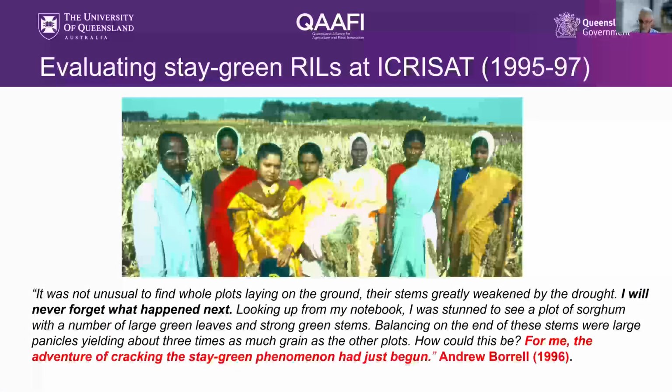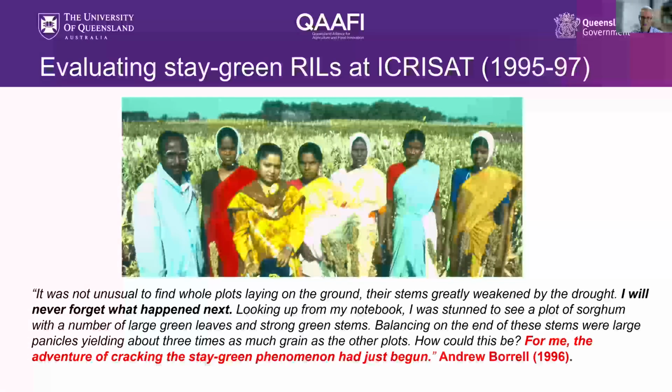CSIRO were also working on sorghum at this time, and they developed a set of recombinant inbred lines. They asked if I'd go over to India, to ICRISAT, for two seasons, 95-96 and 96-97, and phenotype their recombinant inbred lines in the Rabi season where it was extremely dry. So I headed over for these two years, both at flowering and at maturity.